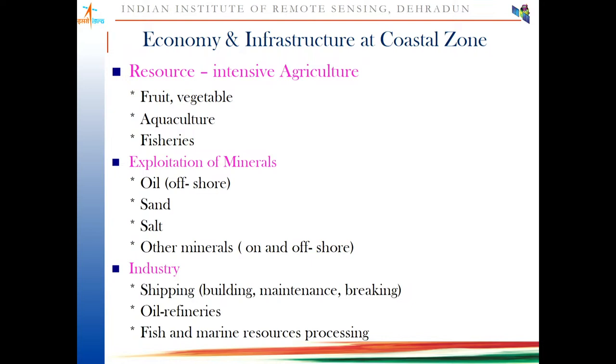Basically, on the coast, where research is concerned, we have intensive agriculture, various kinds of fruits and vegetables, aquaculture, artificial fishing, and lots of other fisheries activity. Exploitation of minerals is happening on the coast. Oil refineries, both offshore and onshore. The sand mining, the salt extraction, other minerals both offshore and onshore. Nowadays we talk about the manganese nodules in the offshore area.